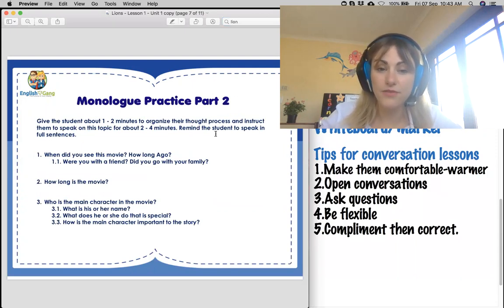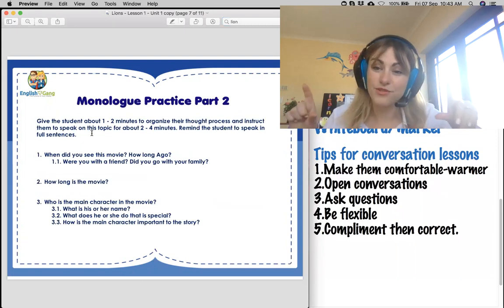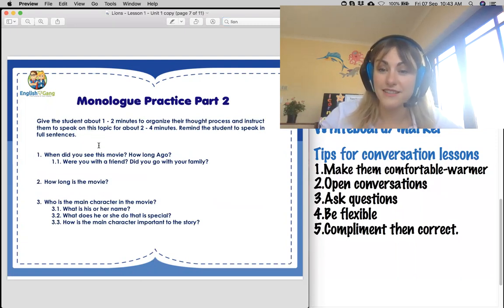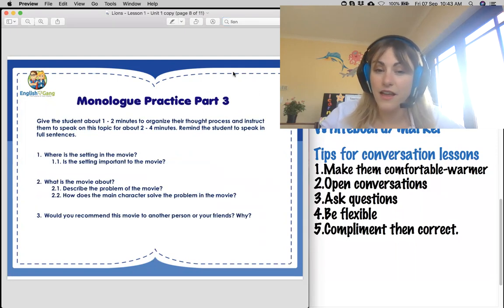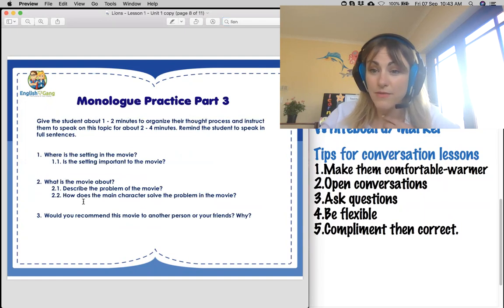So for this part of the lesson as well, you want them to speak on this topic independently. So you can ask the question and ask them to respond in full sentences. And then part 3, you'll have the same structure, organize their thoughts, and then let them speak regarding different sentences. So also remember to just continually make sure that they understand what the question is, and that they also understand all the words or new vocabulary.